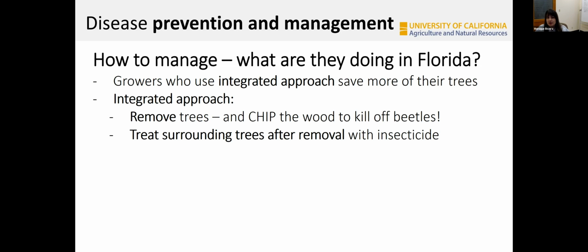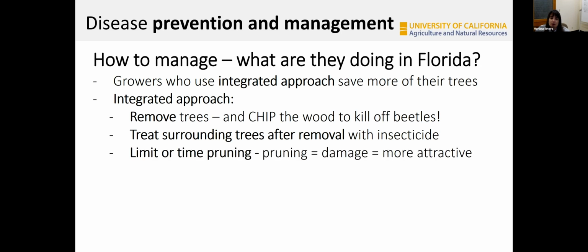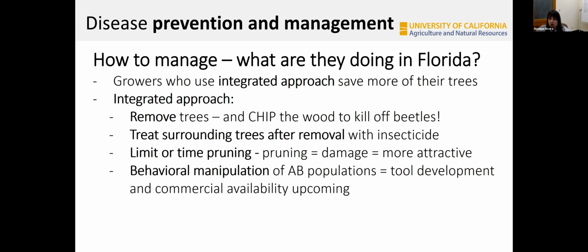They also treat the surrounding trees after removal with either insecticide or fungicide, depending on what the manager has in their arsenal and how they're dealing with it. They limit or time pruning. So again, the beetles are attracted to dead and dying trees. Regardless, the whole population will be attracted to dead and dying trees. So they basically try to time their pruning with their insecticide and fungicide applications because they know that the pruning damage causes this plant material to be more attractive. And then what we were working on before I left Florida was behavioral manipulation of the total ambrosia beetle population. And we were trying to develop a tool and hopefully it'll become commercially available at some point in the near future.